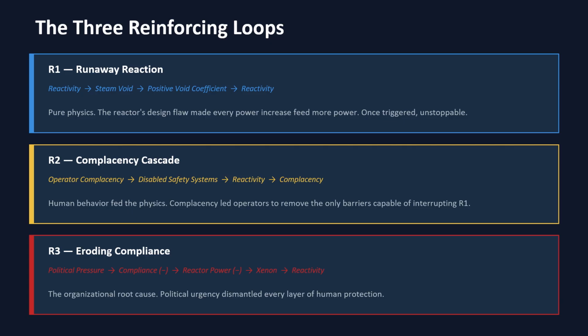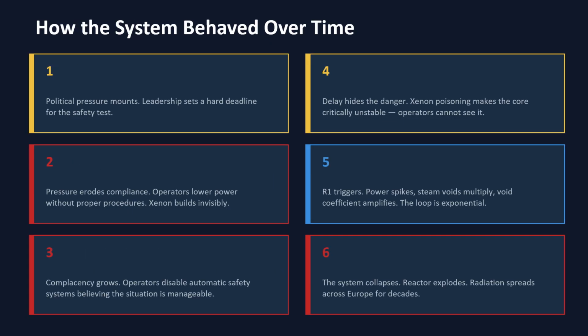R3 is the eroding compliance loop, where the political pressure increases and the safety compliance decreases. The reactor is pushed into unsafe operation where the xenon instability grows, which increases the reactivity risk. So this loop weakens the discipline in the system, and all three loops reinforce each other, causing instability.